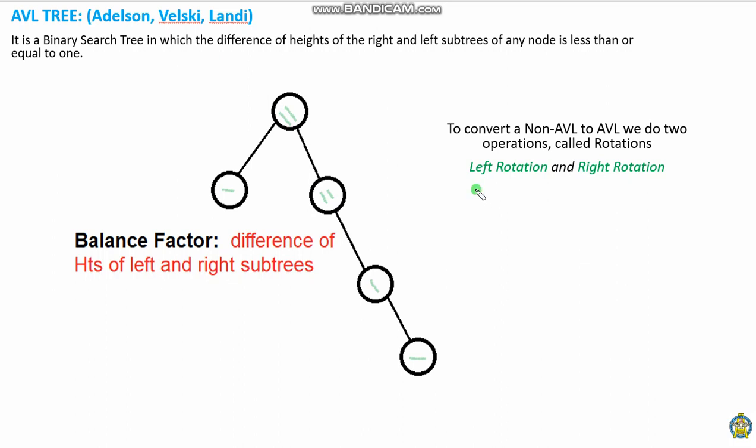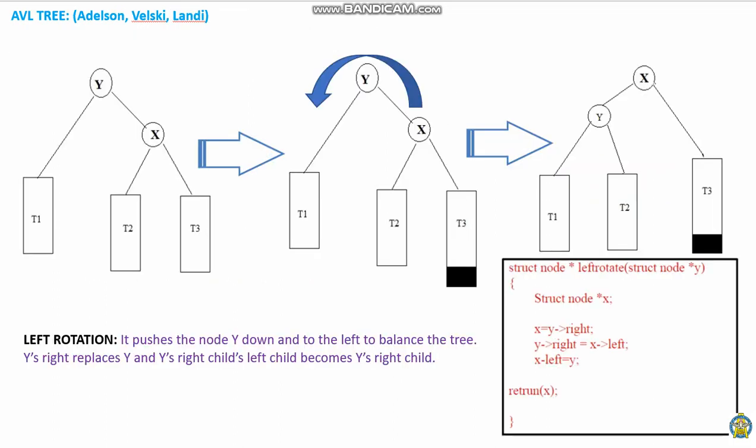We do two operations for that, called rotations. We have a left rotation and a right rotation, which are the main operations. We will take an example and see how these operations are done in order to convert a non-AVL tree to an AVL tree. Let us go through this picture, and you will understand left and right rotation.